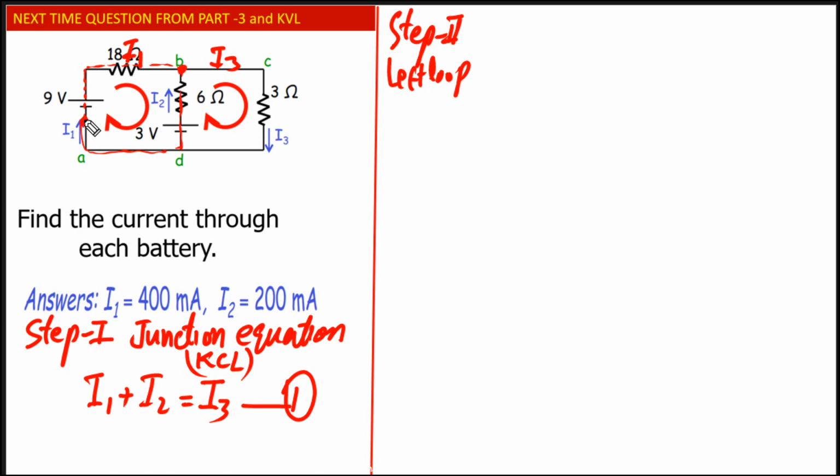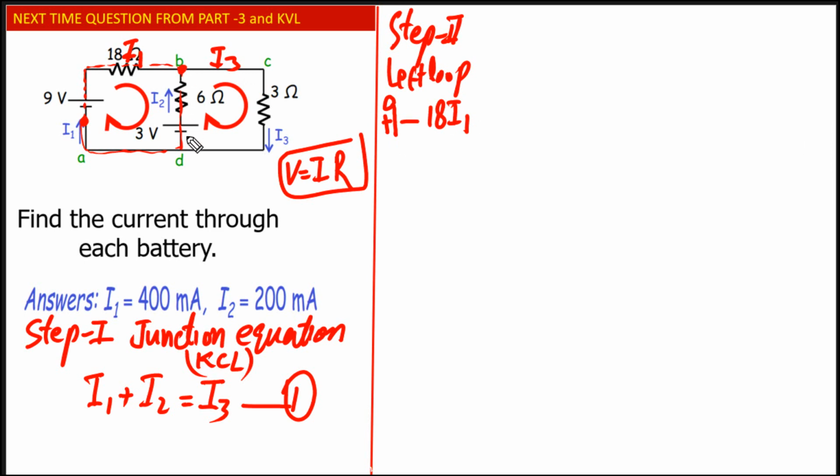So if we cross the battery from negative to positive, we will gain voltage. So gain means plus 9. Plus 9 volts we will gain. Now if we go in the direction of current, we will lose voltage. So we will say this is 18I1. Also you have to be clear, according to Ohm's law, V is equal to I times R. So that's the reason I wrote here 18I1.